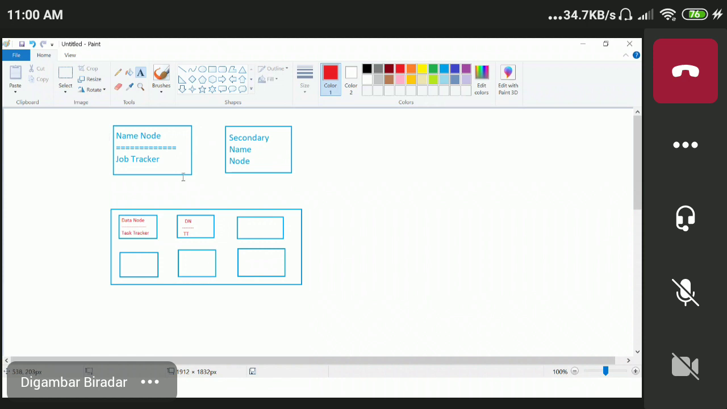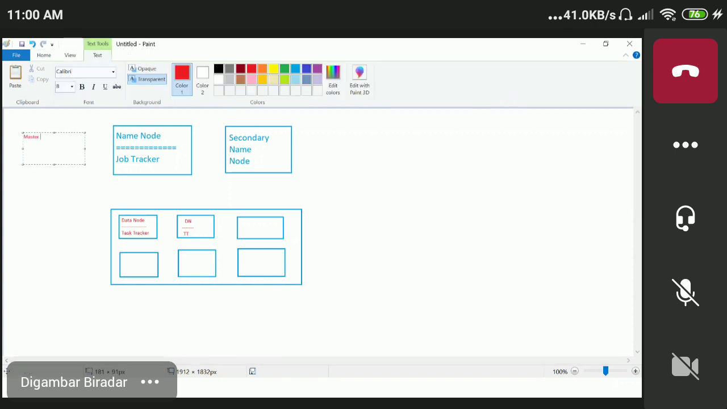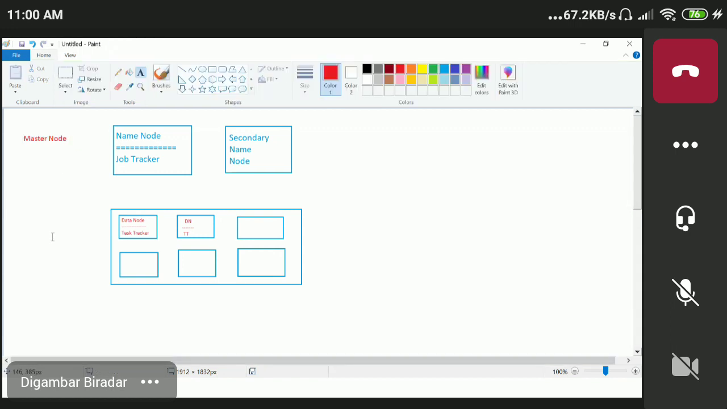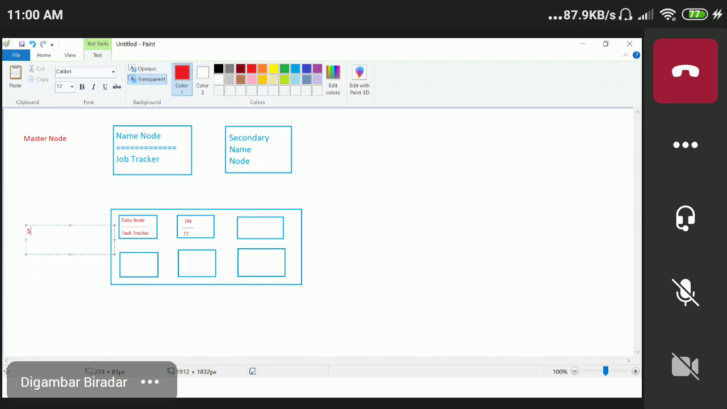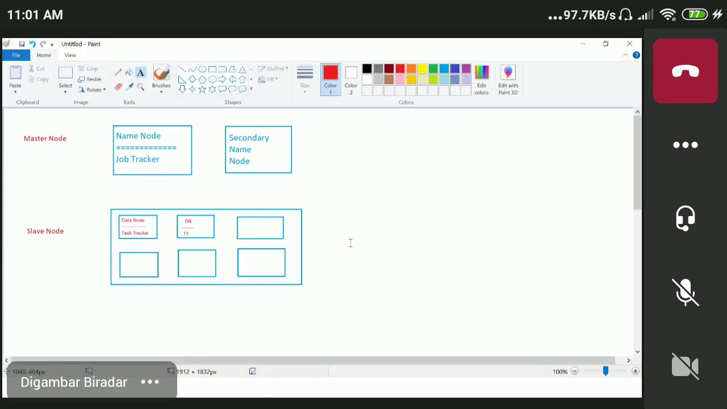सेम थिंग ओके, इस तरीके से रहेगा। नेम नोड, जॉब ट्रैकर, डेटा नोड, टास्क ट्रैकर। नाउ these are the 5 different types of services. ये मास्टर नोड के सर्विसेज है. This is your master node and this is slave node. So we are calling it as the daemons or services. And these are the 5 special kind of services which is going to be provided by the Hadoop. So name node, job tracker, data node, task tracker.